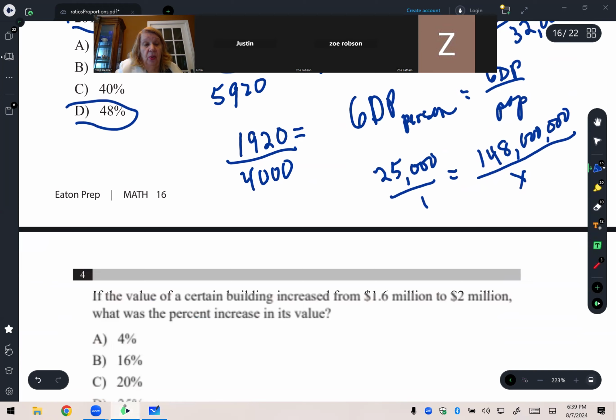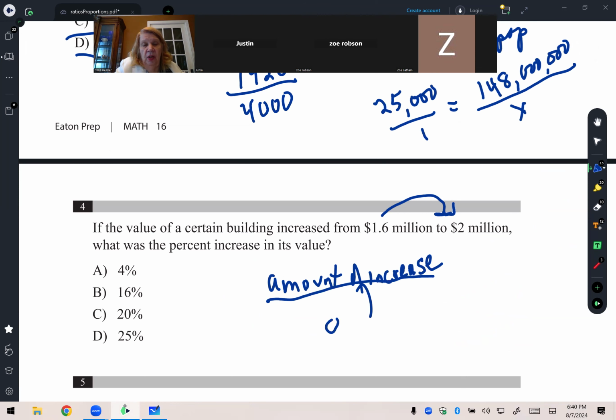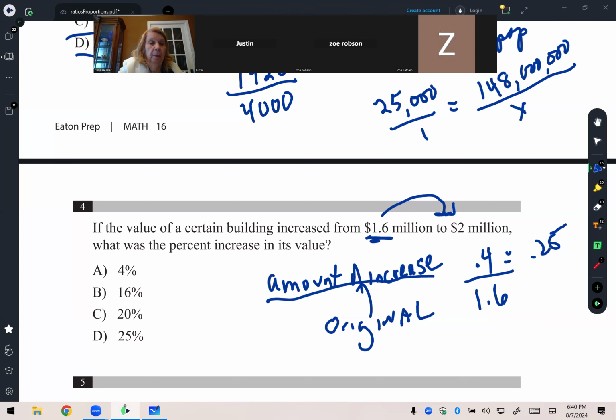We're making good progress, right on page 17. If the value of a certain building went from 1.6 million to 2 million, we're going to take the amount of the increase. I know it's weird that you're going to get tested on ratios and percents over the original. So the increase will be 0.4 million. I'll put it over the original, and that will equal 0.25 or 25%.